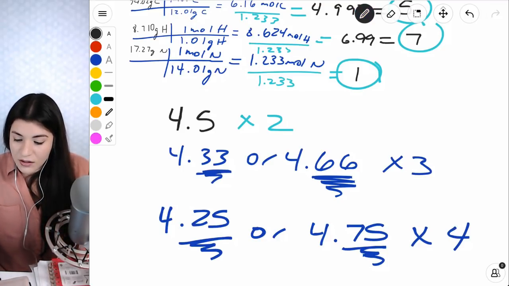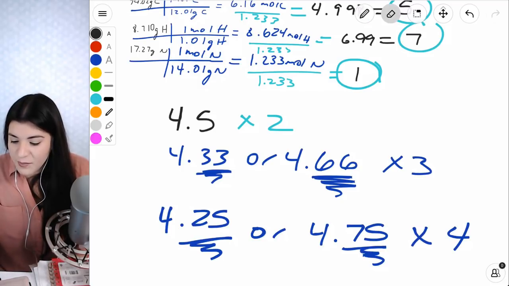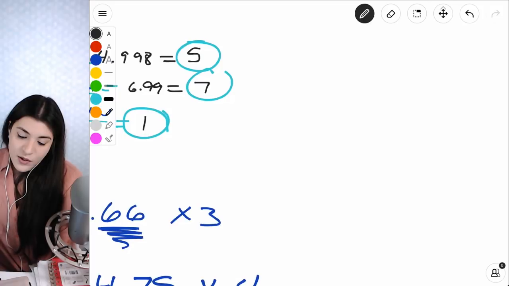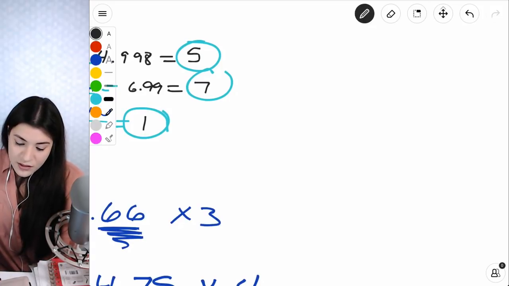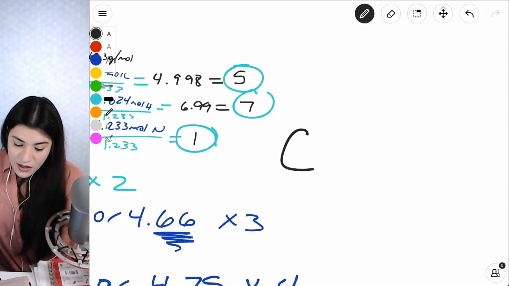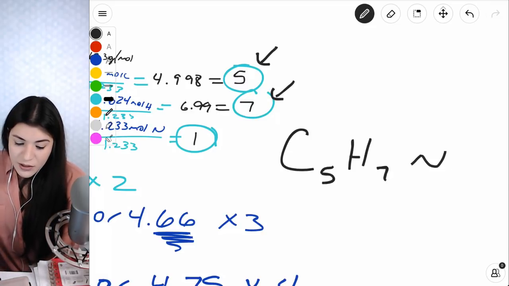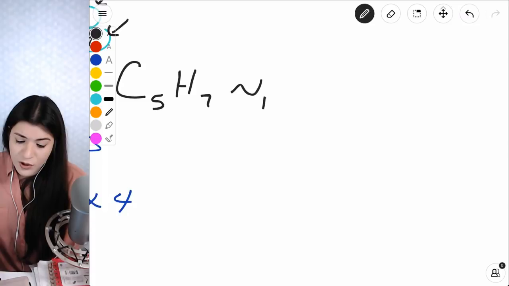And then since we don't necessarily need that, I'm just going to write the empirical formula, then we'll get to the molecular. So our empirical formula would have been carbon has a 5 subscript, hydrogen has a 7, nitrogen has a 1. This is our empirical formula. That's how you find an empirical formula.